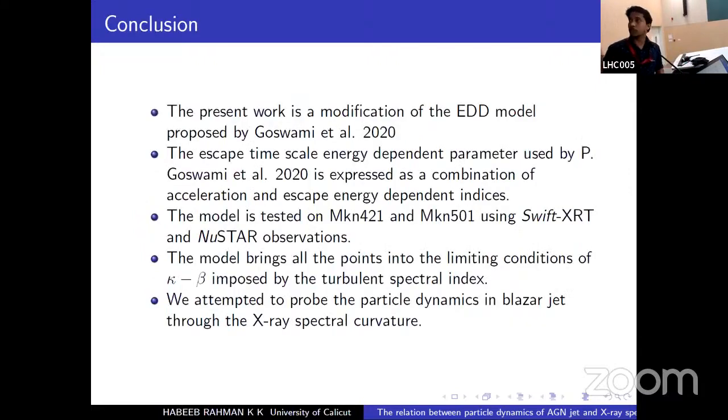So this is a modification, as a summary conclusion. This is a modification of the previous model, ETD4, and here we expressed the energy dependence in the parameter given by Goswami et al. as a combination of the acceleration and escape parameter, kappa minus beta. This work is applied in this model to Markarian 421 and Markarian 501 using Swift XRT and other observations. And this was an attempt to probe the particle dynamics in blazar jets through X-ray spectral curvature. Yeah, that's all. Thank you.